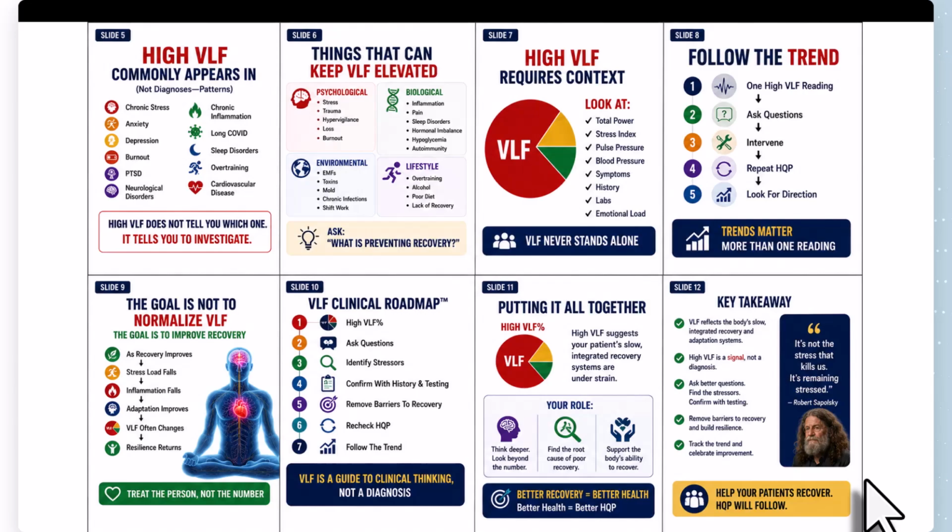And again, never look at one thing. So high VLF requires context. VLF never stands alone. Look at total power. Look at the stress index. Look at pulse pressure. Look at blood pressure. Look at symptoms, history, labs, and emotional load. Really big deal is follow that trend.